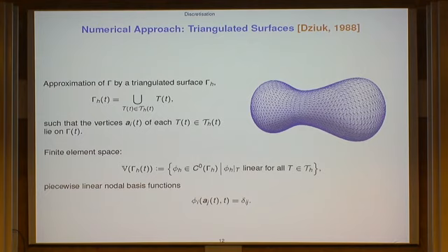Then I can define a finite element space over my triangulated surface as the space of functions that are continuous over Gamma h and such that the functions on each triangle are linear. A basis for this space is given by the set of piecewise linear nodal basis functions. So these are functions in the finite element space that are 1 at a single vertex and 0 at all others.